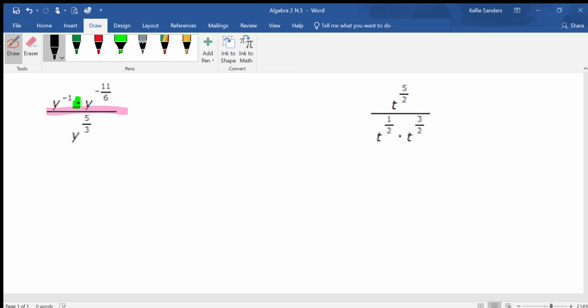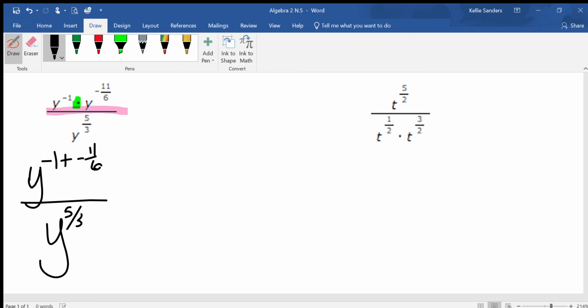So we have multiplying on top, and then there's just something singular on bottom. So we're going to do the multiplying first. We're going to put y to the negative 1 plus negative 11 over 6. We're going to put those together, and I'm going to keep the y to the 5 over 3 just for a little bit longer. I'm going to put that 1 over 1 because I'm not using a calculator to add my fractions. The common denominator between 1 and 6 is 6, so that would be a negative 6, and negative 6 and negative 11 is negative 17.